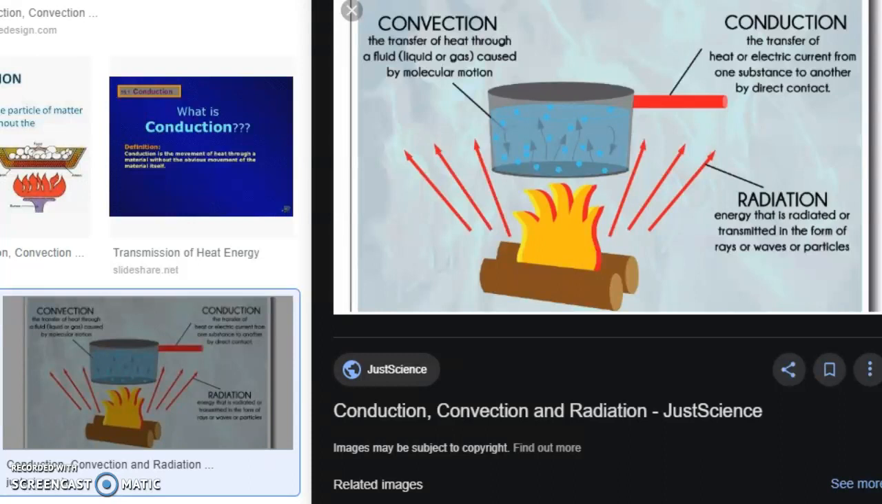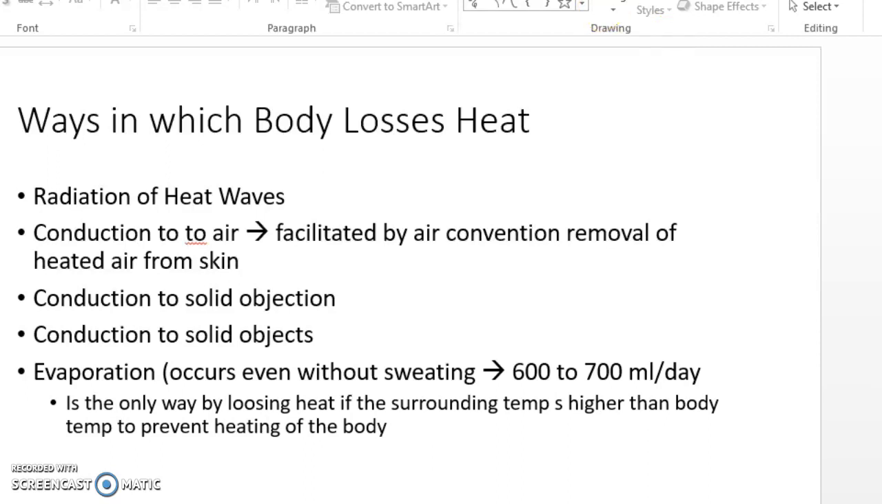I'm going to be using Google and Just Science as sources, so total credit goes to them. Radiation is that the energy, or you can say heat even, can be transferred in the form of waves or rays. So it's a form of transport. What about convection and conduction? Conduction is the transfer of heat through direct contact, so it'll go through the metal rods here. The heat or current passes from one substance to another by direct contact. Convection is the transfer of heat through a fluid, so through maybe liquid or gas, whereas conduction is transfer of heat through a solid, and radiation is transfer through waves or rays. So that's just some basic information.